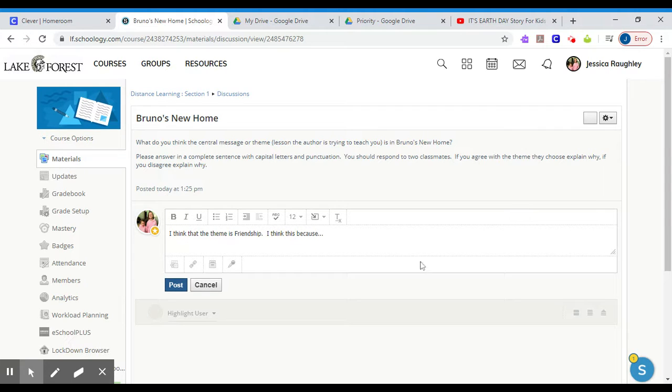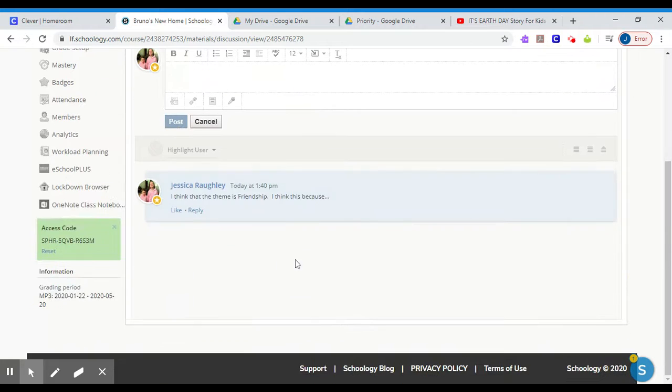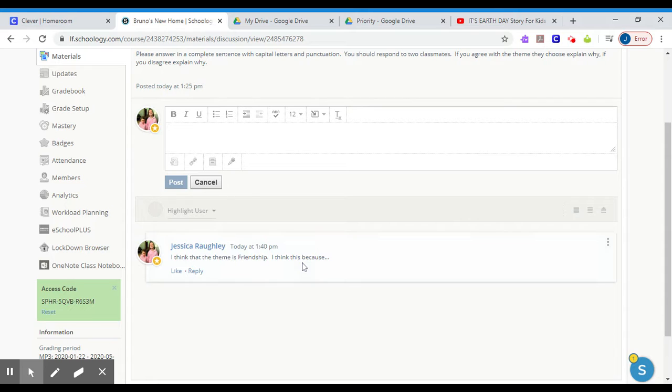I have complete sentences. Okay, we're still doing RACE responses, meaning restating the question, answering the question, and then citing some text evidence. So if I'm going to say, I think this because, I'm going to give specific evidence from the text. After I do that, you're going to post it, okay, by clicking this little post button. And I'm going to post mine even though it is incomplete.